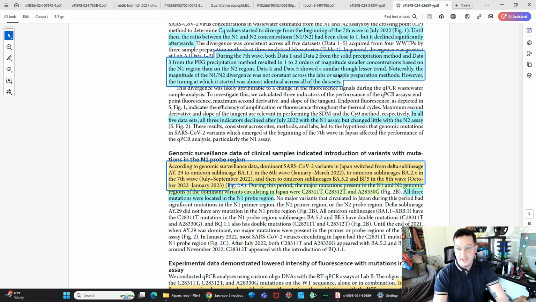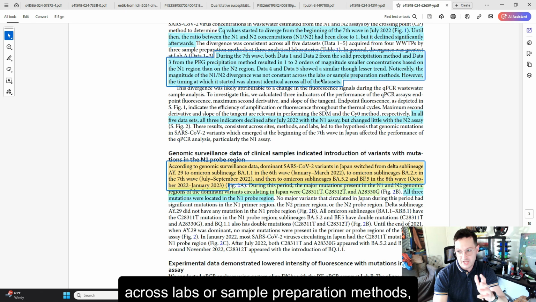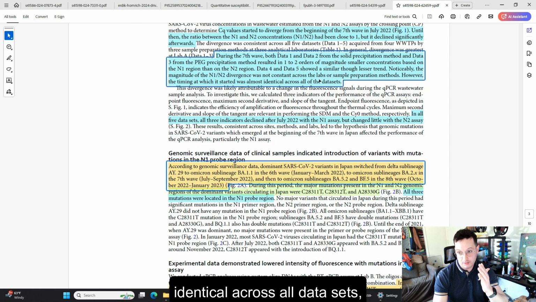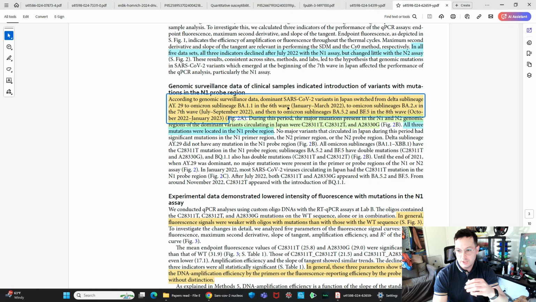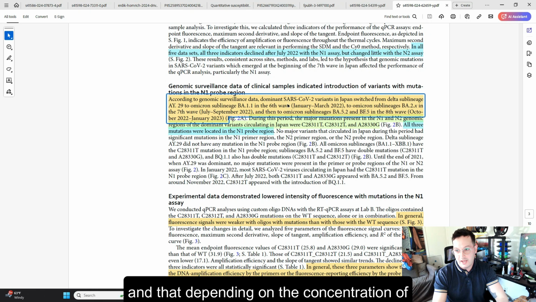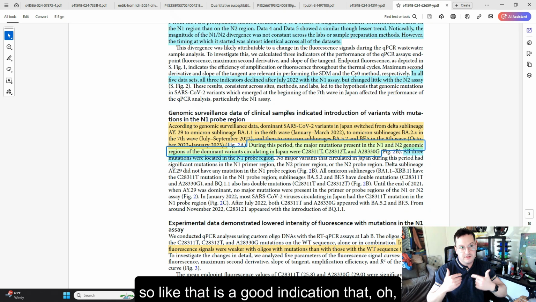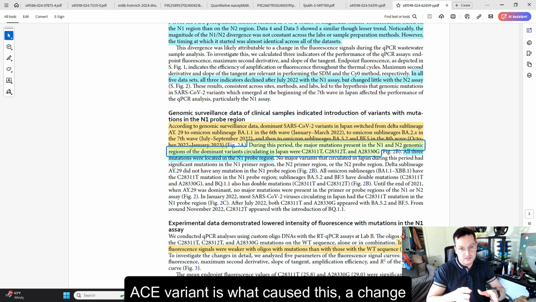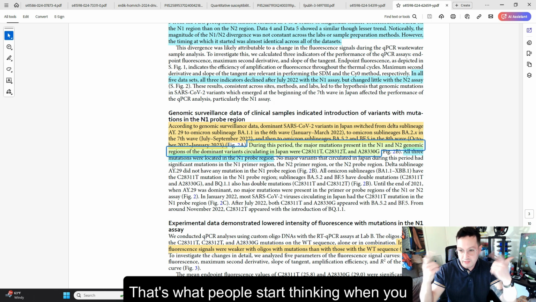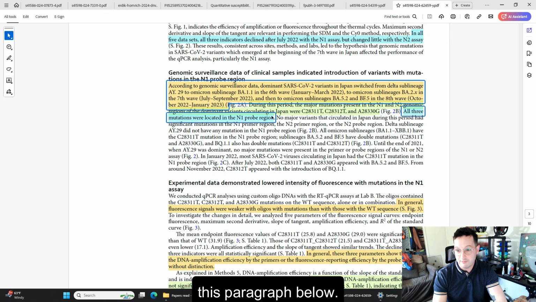That's what it means. And while the magnitude of this divergence was not constant across labs or sample preparation methods, the timing at which it started was nearly identical across all datasets, which means that different processing methods are going to have different impacts on this, depending on the concentration of the site. That is a good indication that a change in the variant of COVID is what caused this. That's what people start thinking when you see that kind of information. And then we have confirmation of that in this paragraph below.